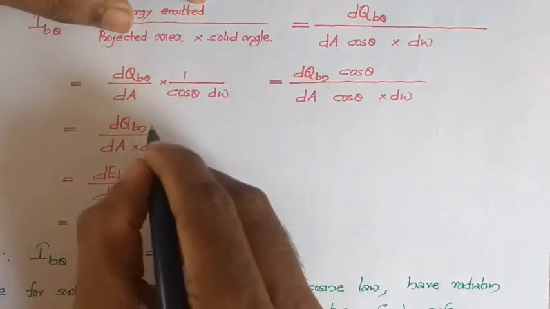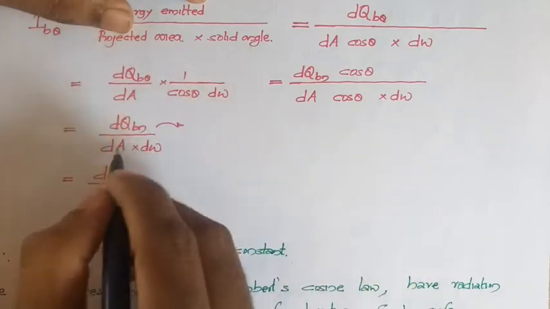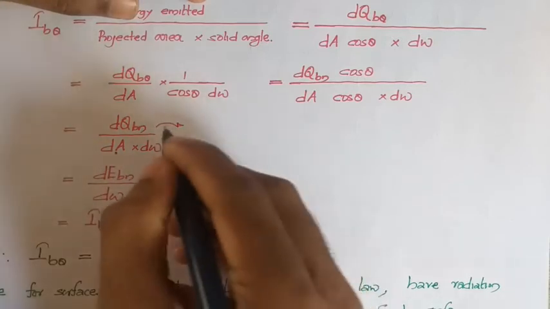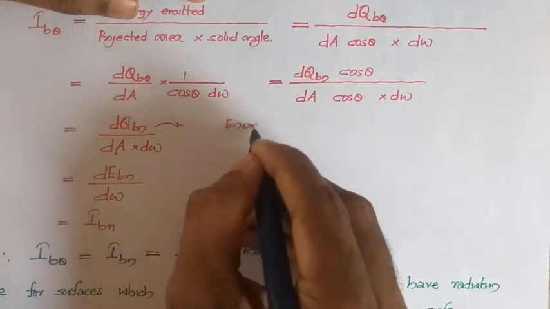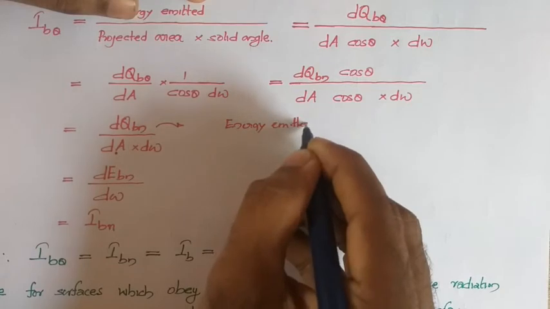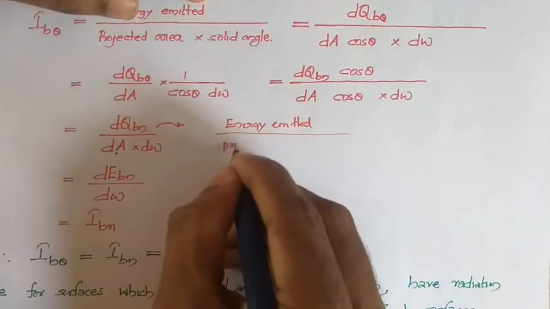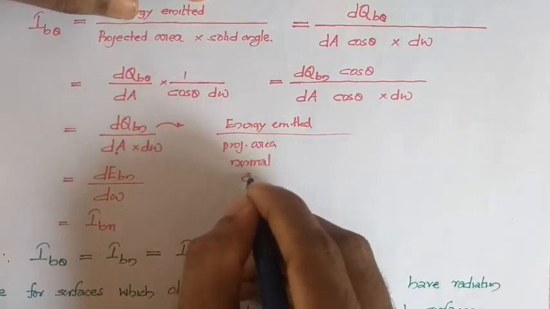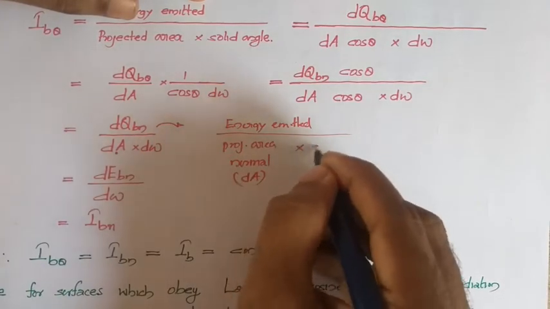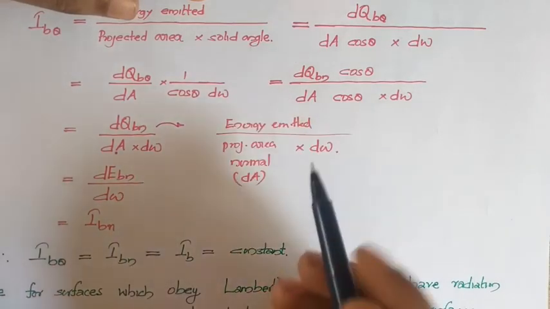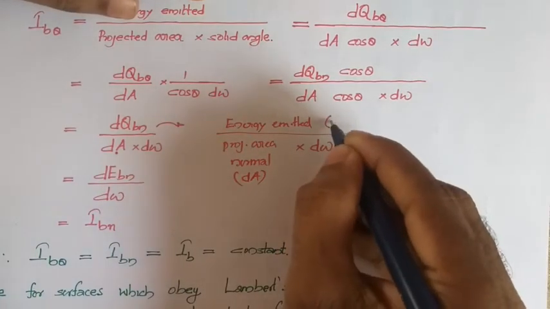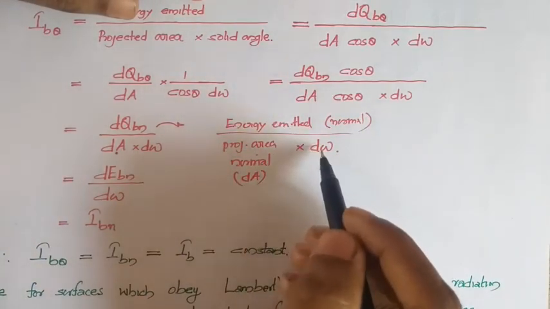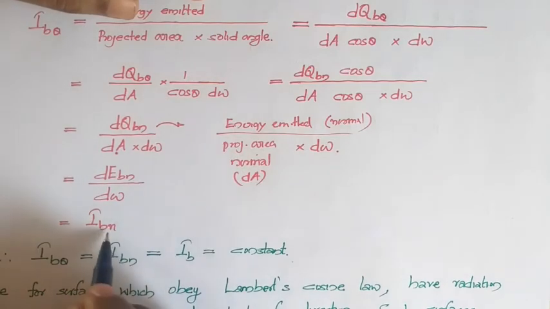If the normal direction is considered, for the normal direction the projected area is dA itself. So it is like the energy emitted divided by the projected area in the normal direction, which is simply dA, into the solid angle d omega. It is actually the energy emitted in the normal direction. So energy emitted per projected area per solid angle gives you the radiation intensity, in which direction? The normal direction.